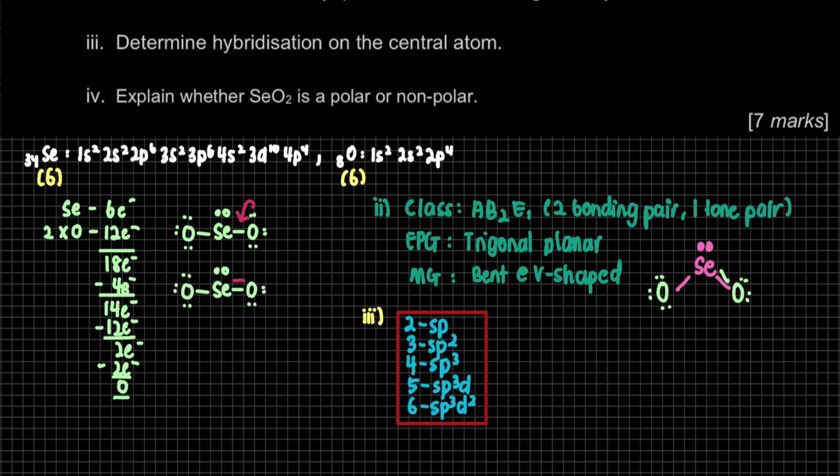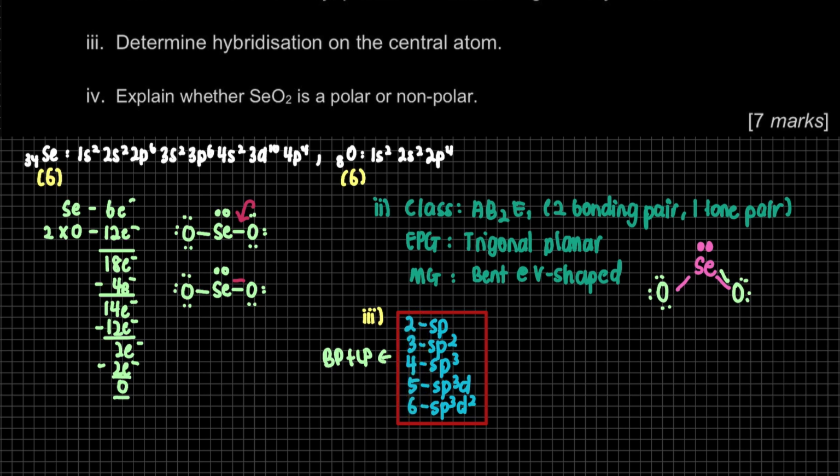To determine the hybridization, first you must have the correct Lewis structure. Why? Because then you know the correct class, electron pair geometry and molecular geometry. The hybridization is mostly based on your class. Again, the total is not only the bonding pairs, it must be bonding pairs plus lone pairs. Then you will get your hybridization.